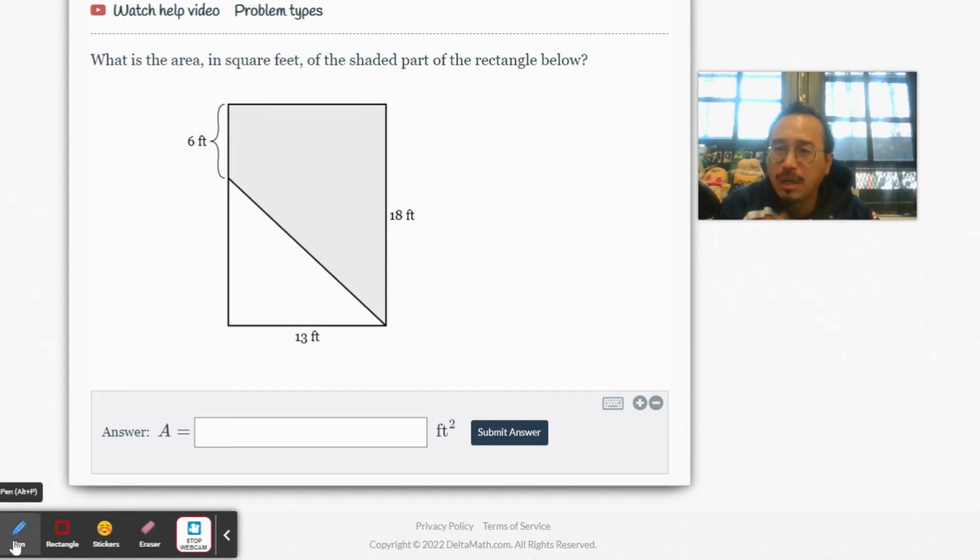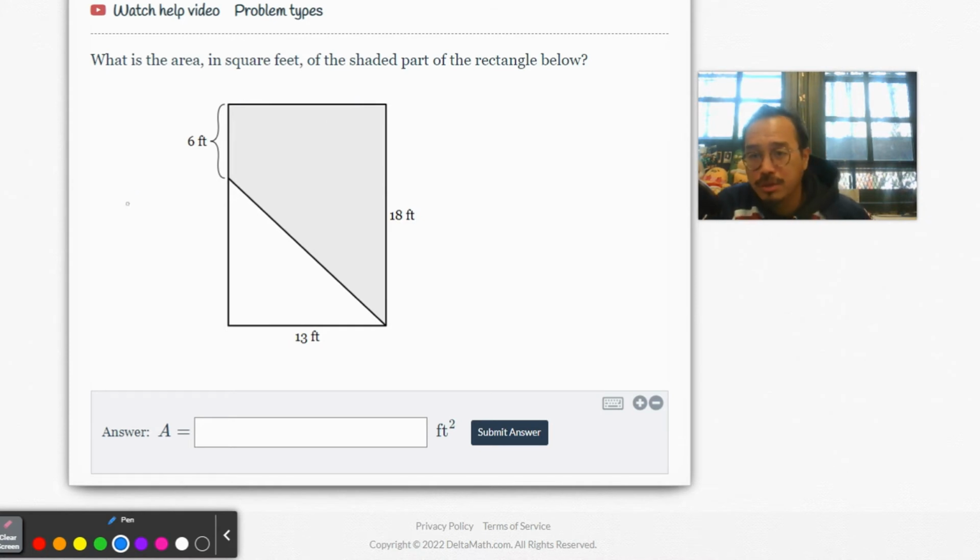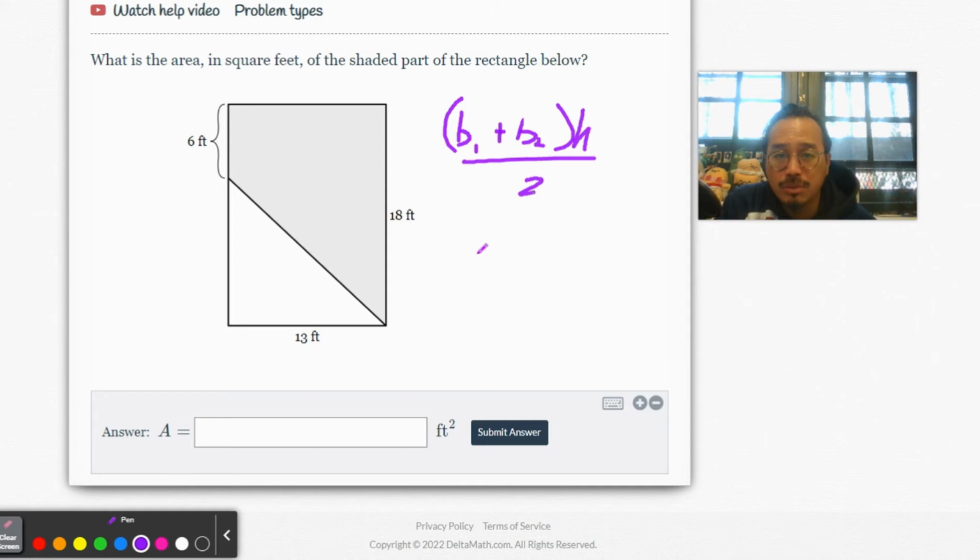What else? Okay, area. Now, shaded part of the rectangle. So, in other words, we're looking at a trapezoid. All right. So, how do you find the area of a trapezoid? Base 1 plus base 2. I'm going to write the formula out. Times height divided by 2. Okay, so base 1 plus base 2 times height divided by 2.